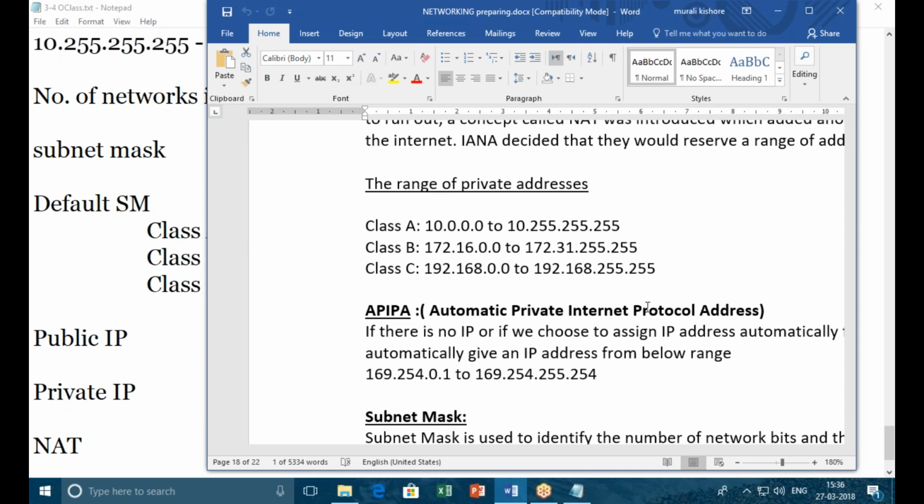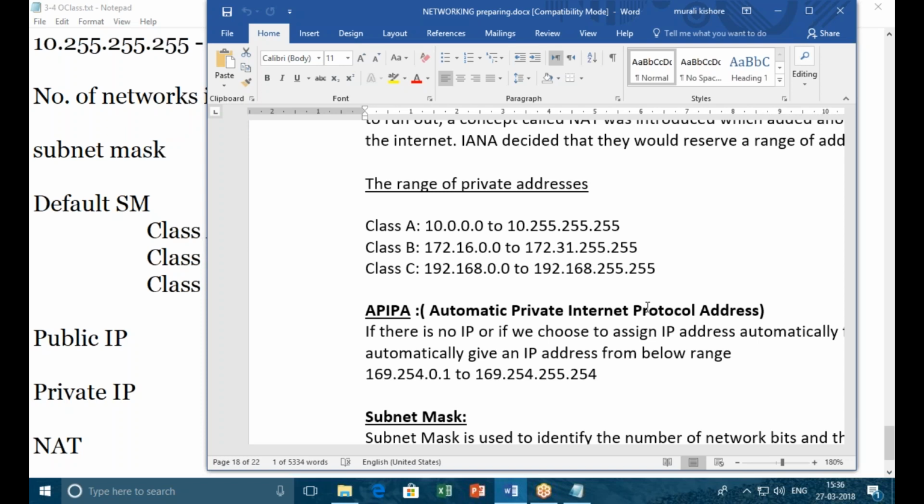And for public communication, that is for the internet, we use public IP address, which is commercial, meaning I have to pay some amount to have this IP address so that I can communicate with the public world, not only with my internal organization. That's public IP address.